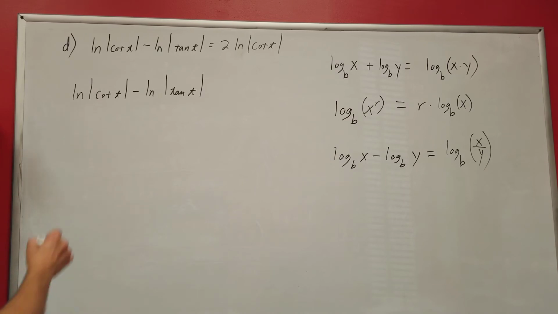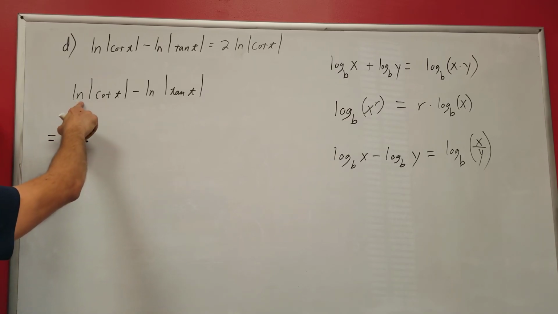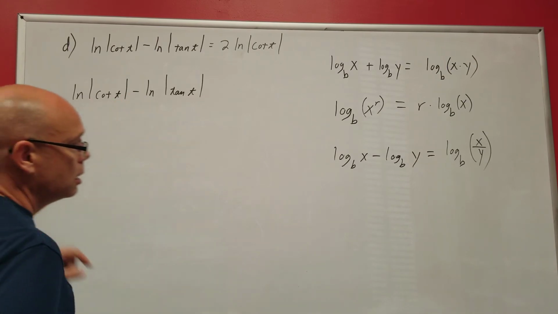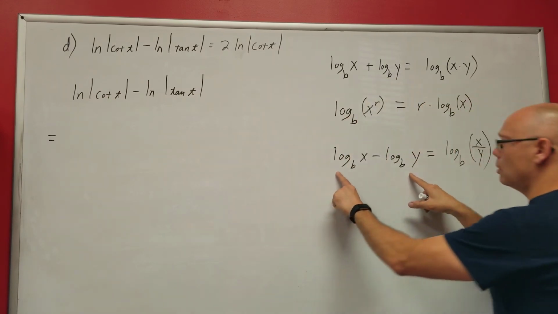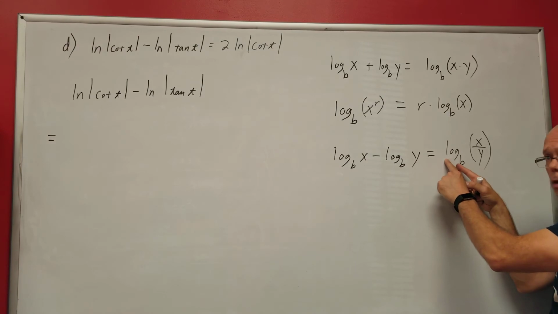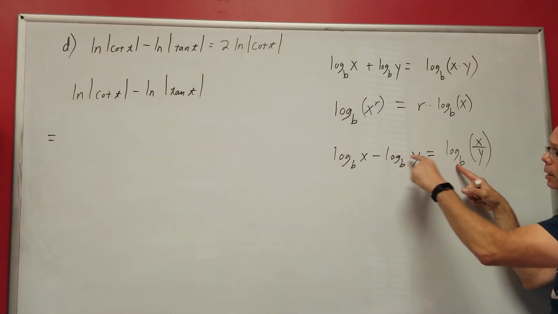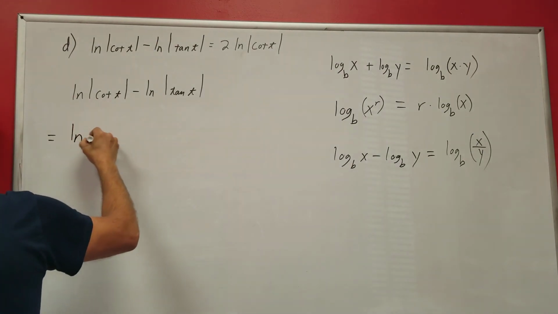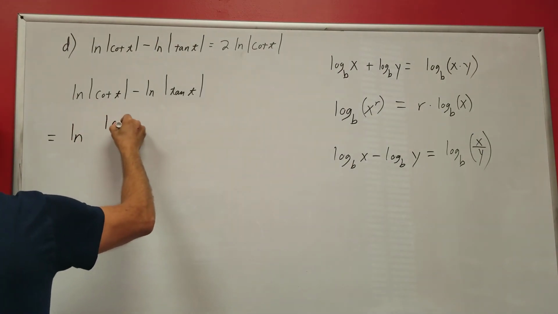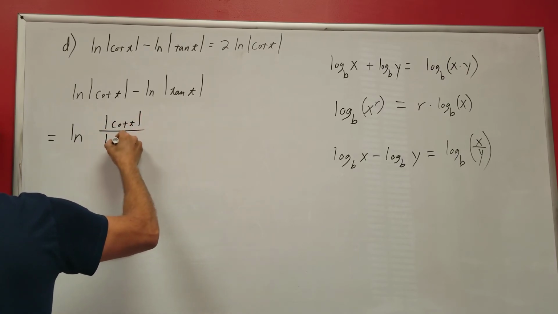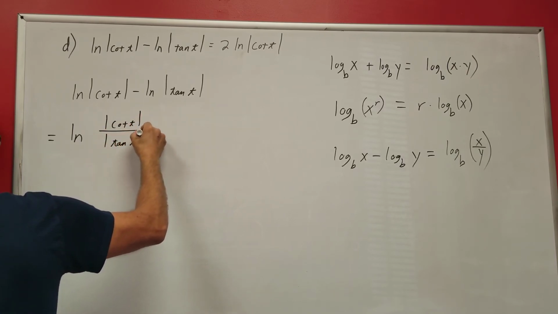Well, let's see. These are both log base e, right? For natural log, it's an understood base e. And they're being subtracted. That's this property right here. If they're being subtracted, what do I do? I write it as one log of argument over argument. So I'm going to rewrite this as one natural log of this argument, absolute value of cotangent of t, over this argument, absolute value of tangent of t.